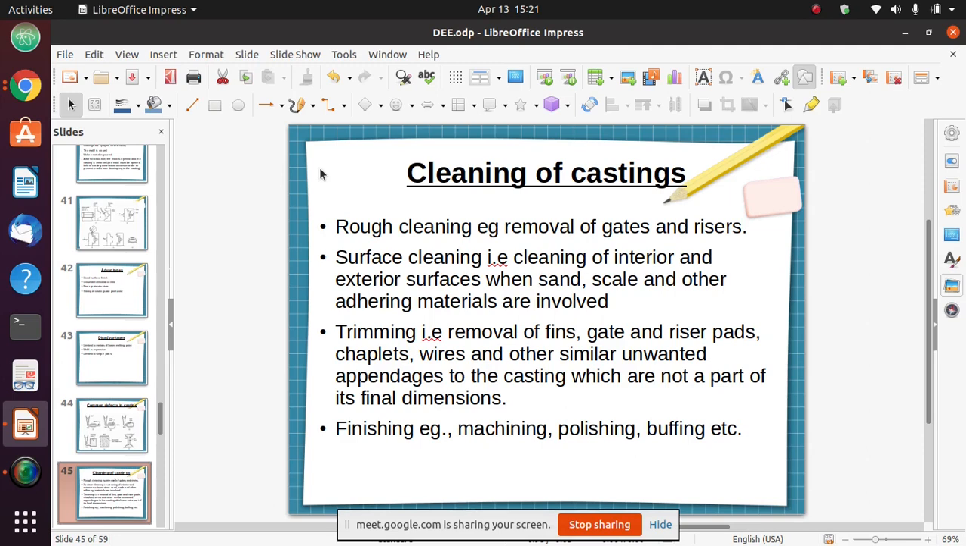And then there is the finishing processes. If you want a very smooth surface, you can polish it, you can buff it, okay? If you want to cut that casting, you can machine it. Unaweza peleka kwa workshop ukatumia saw, hand saw, ukakata.